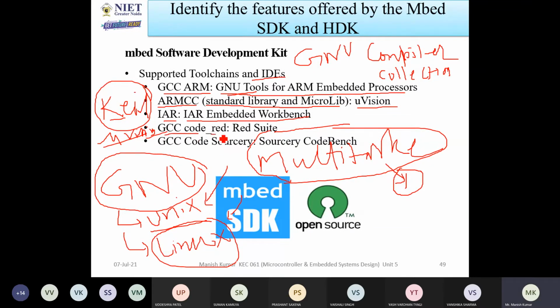Also GCC, CodeRed, SourceTree, CodeWarrior. These are also types of compilers. Different companies have made different types of compilers, but the motto of all the compilers is the same: you have to write a program and make one executable file for a particular hardware. So you have to keep that in mind.